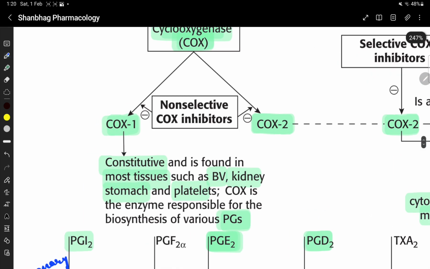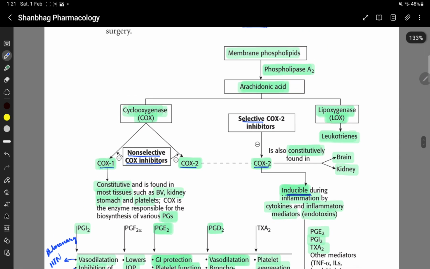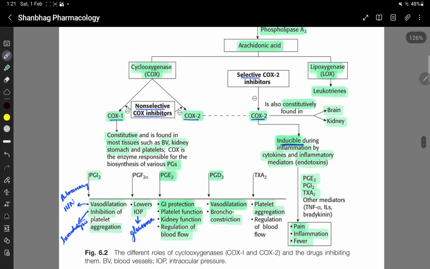So, the non-selective COX inhibitors will inhibit both COX-1 and COX-2. The selective COX inhibitors will only inhibit COX-2. So, this was about COX and LOX, and about prostaglandins.